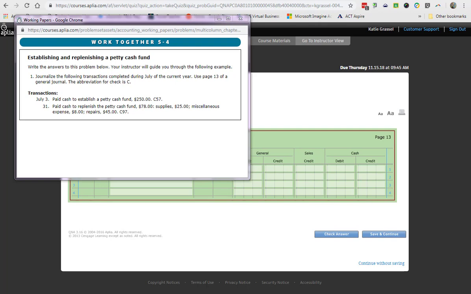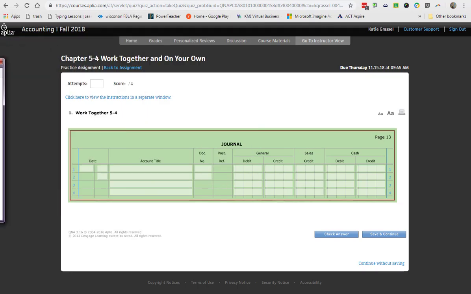You only do this July 3rd transaction once for a business, for the whole life of a business. If you have a business that's been around for 50 years, you still only do this transaction once. Okay? Let's journalize it. We are on page 13 of the journal. So we have July 3rd. What's my account title? Petty cash, because we don't have a special account column. Now, cash is being credited, $250. General is being debited, $250. How's that? Easy enough? Journalize the transaction.